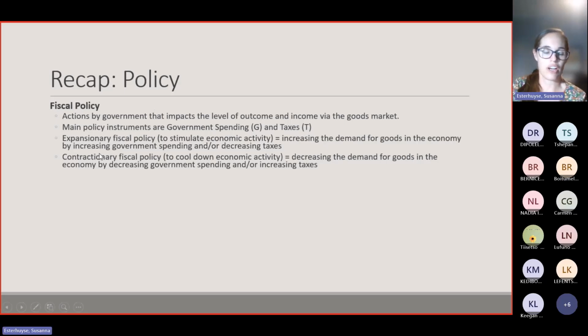On the counter side, a contractionary fiscal policy, the aim of that policy is to cool down economic activity, and you do that by decreasing government spending or increasing taxes with the aim of decreasing the demand for goods in the economy and thereby lowering your level of output and income.